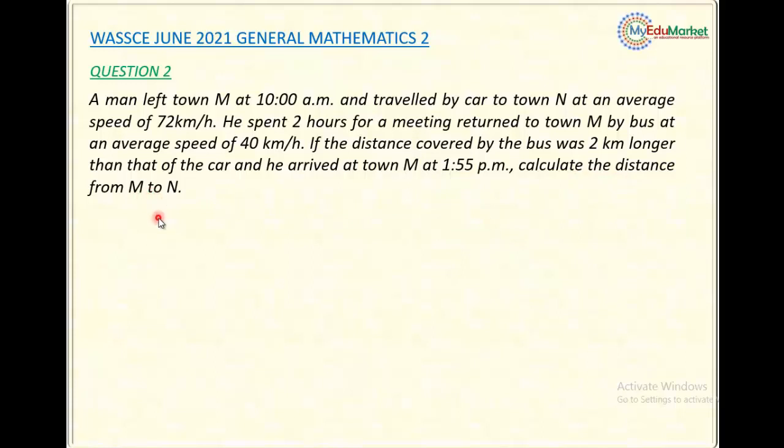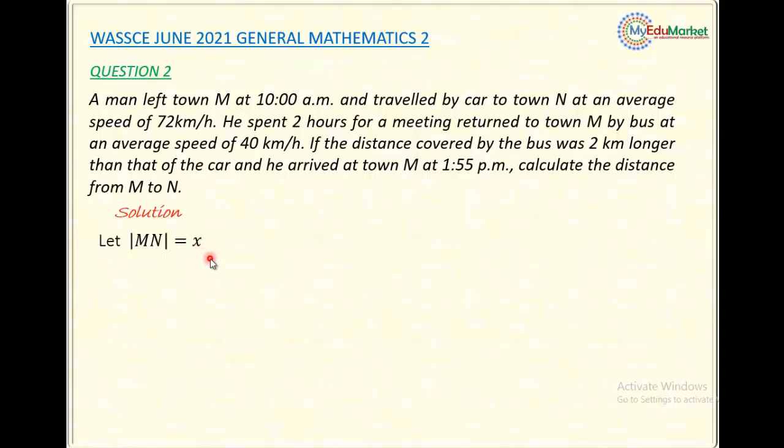And this is the question. So let's attempt to answer this question. So what I'll do first is to let X, what I'm asked to find, be the distance from M to N, that is the distance going. He started from town M and moved to town N. So it's that distance that I should find in the question.